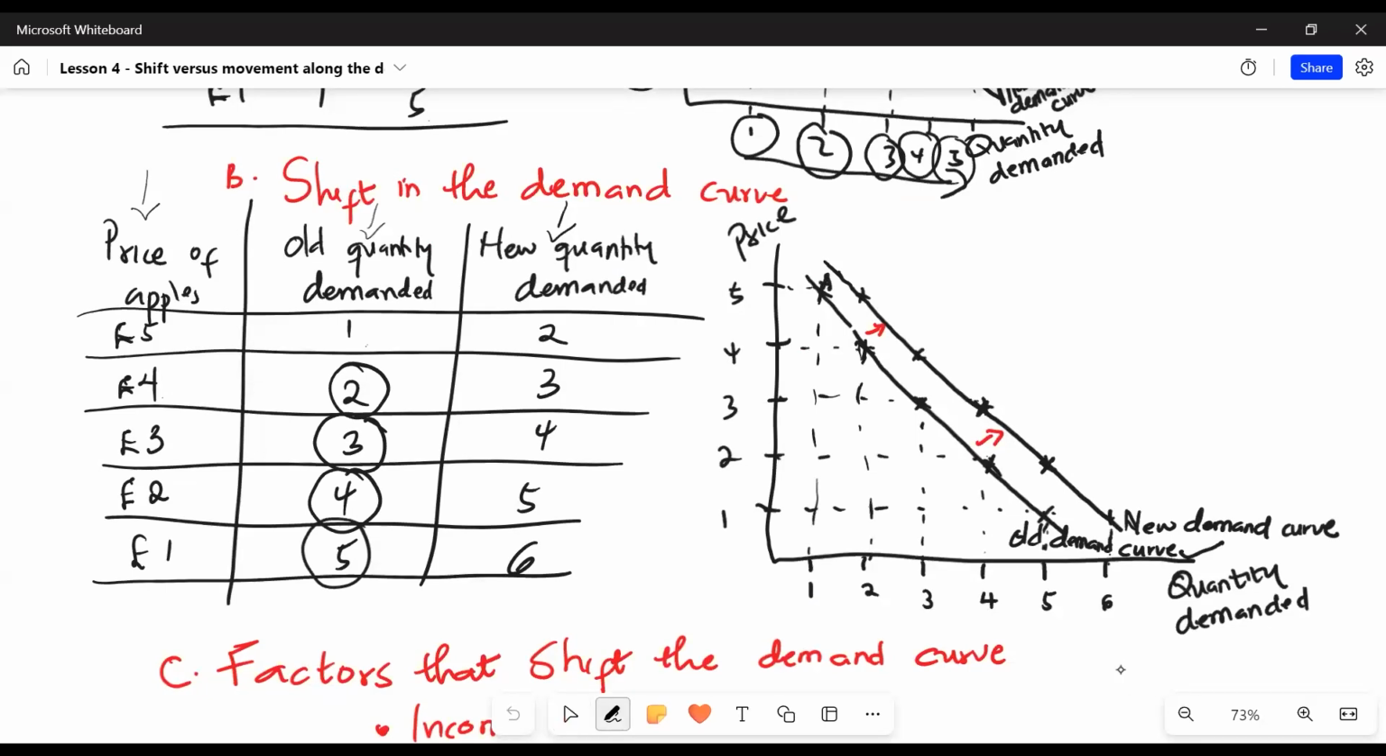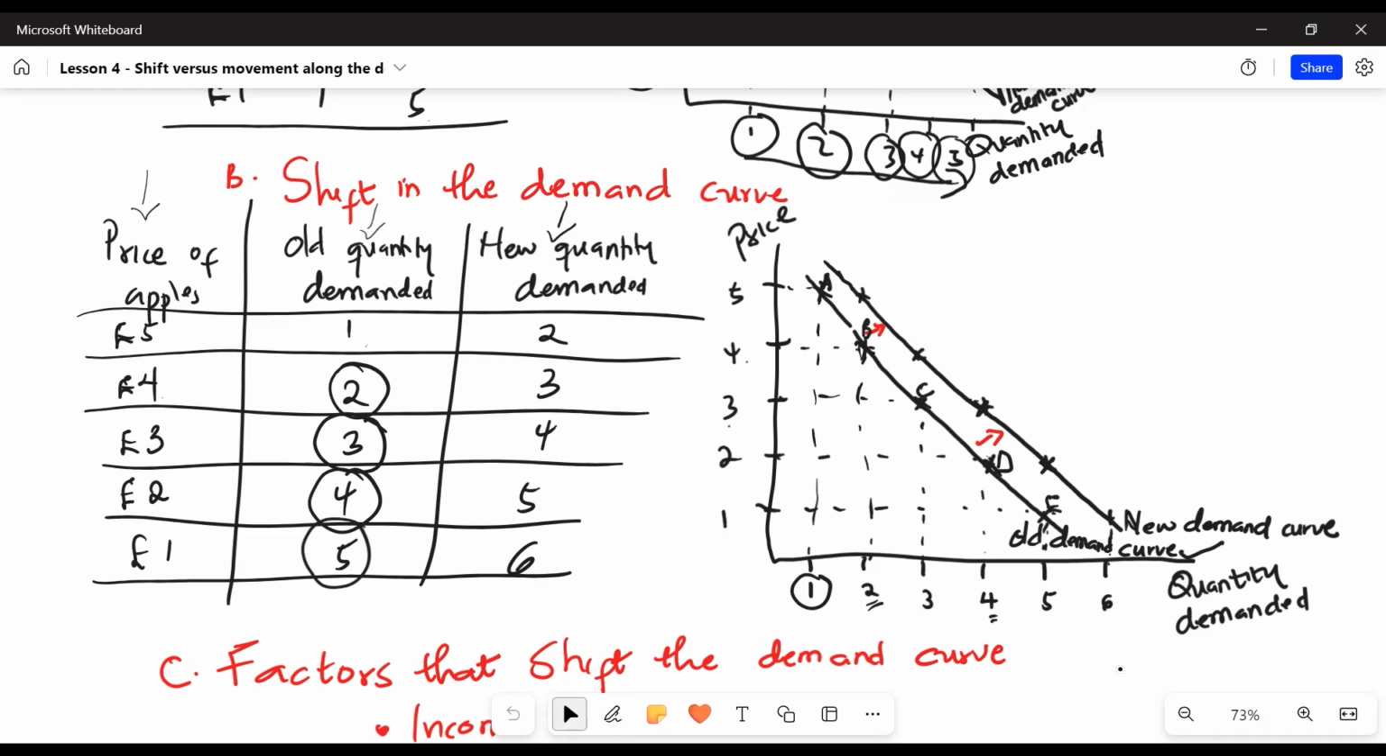So point A here on this curve shows at price 5 quantity demanded is 1. At price 4 point B shows quantity demanded is 2. At price 3 on our old demand curve, quantity demanded is 3 at point C. Point D shows that at price 2, quantity demanded is 4, and point E shows at price 1, quantity demanded is 5. So this is our old demand curve relating to the prices of apples.